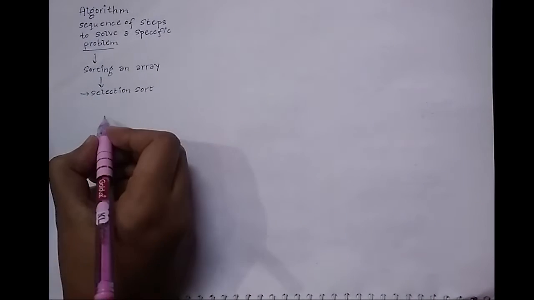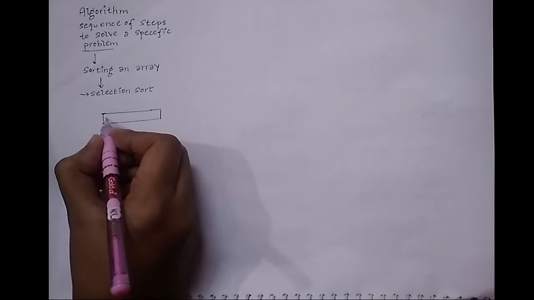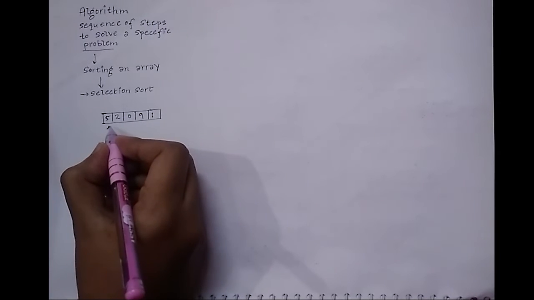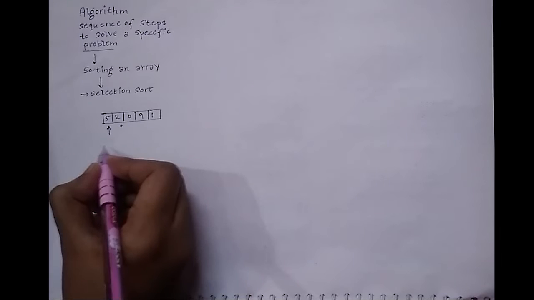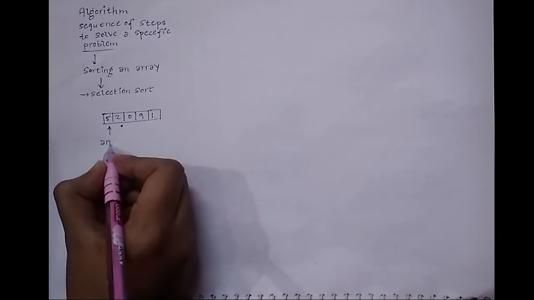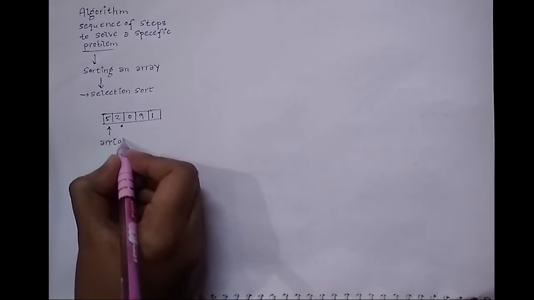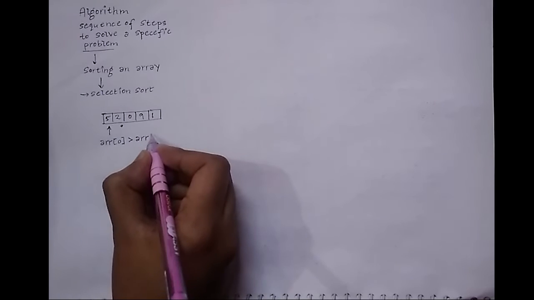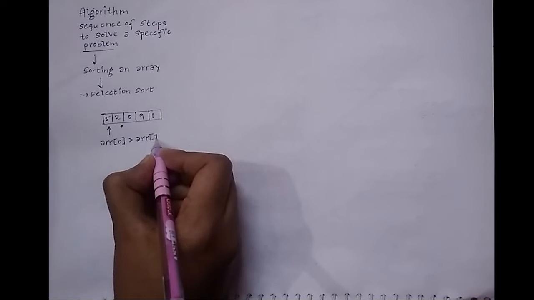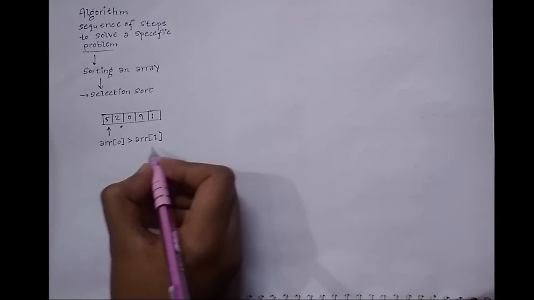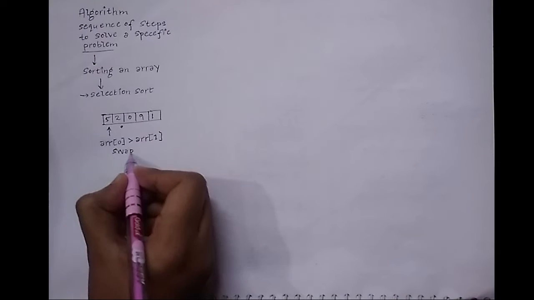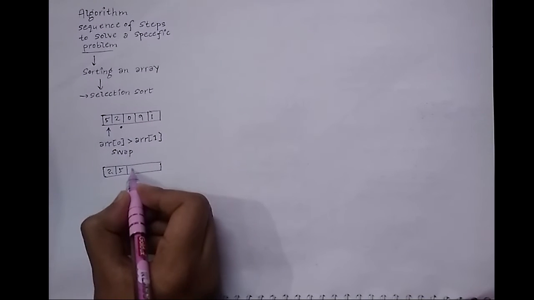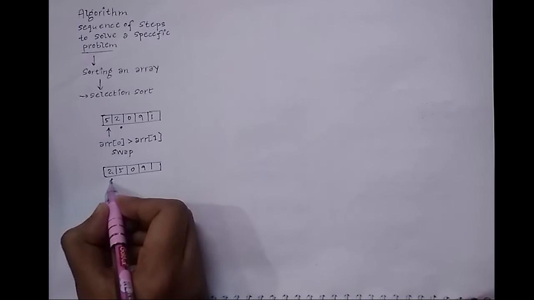Let's say we have an unsorted array of length 5. We'll compare the element at the 0th index with the element at the first index. Let's say we want to sort the array in ascending order. So we'll put the condition that if the element at the 0th index, that is 5, is greater than the element at the first index, that is 2, we'll swap their values. Since the condition is true for this case, we'll put 2 at the 0th index and 5 at the first index. So our array now becomes like this.